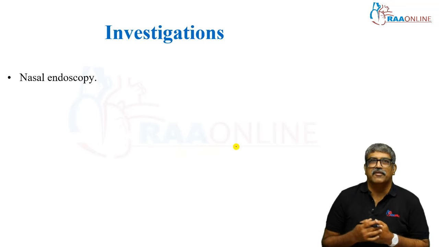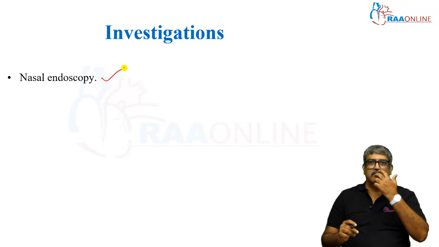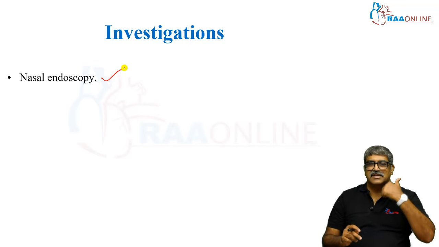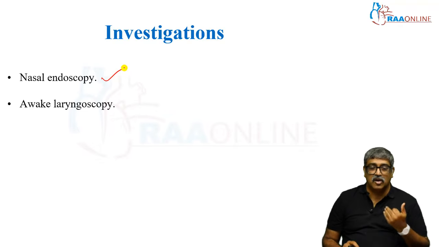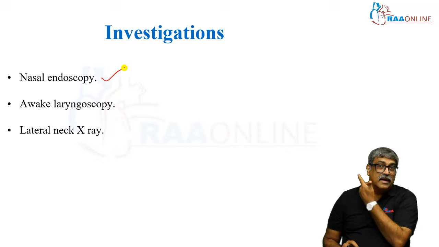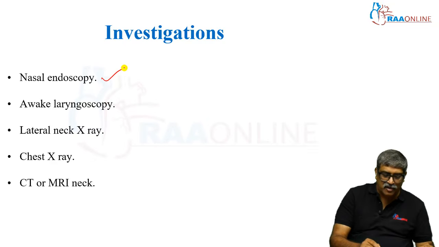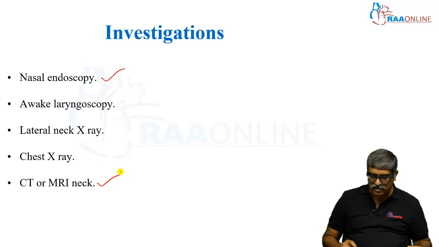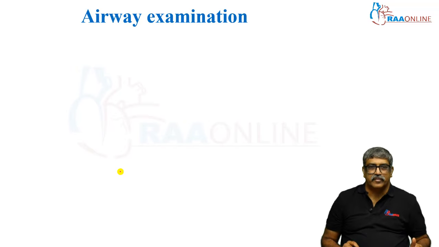Now coming to the investigation which is required for airway assessment, you can do a nasal endoscopy to assess the nasal patency, awake laryngoscopy again to visualize the cord movement as well as the entire glottis, whether the glottis is visible or not. You can look at the movement of vocal cord, lateral neck X-ray, chest X-ray, CT and MRI for the various anatomical deformities of the airway, and not to forget the ultrasound of airway.